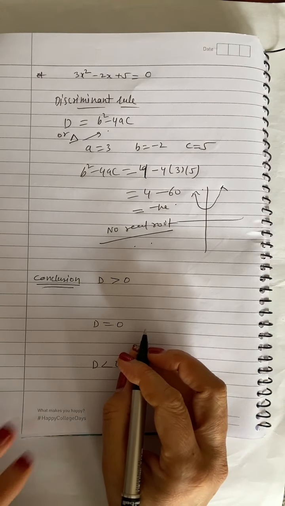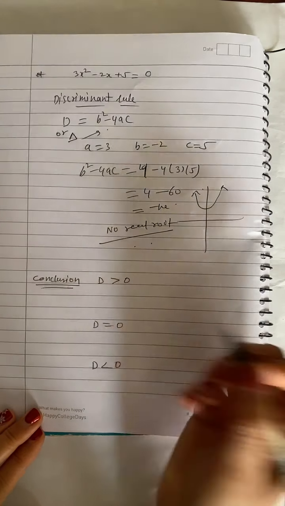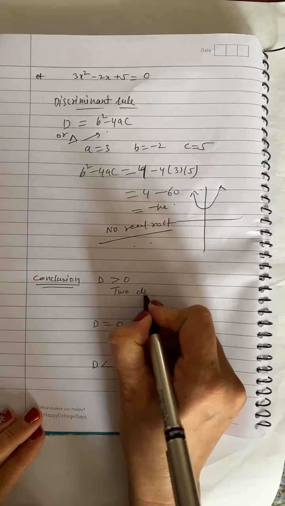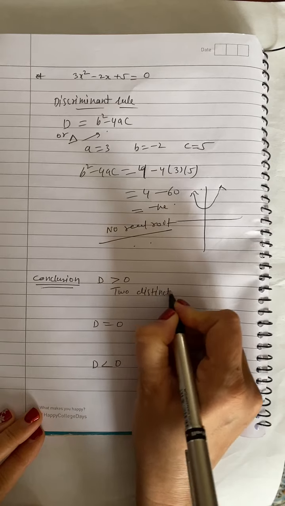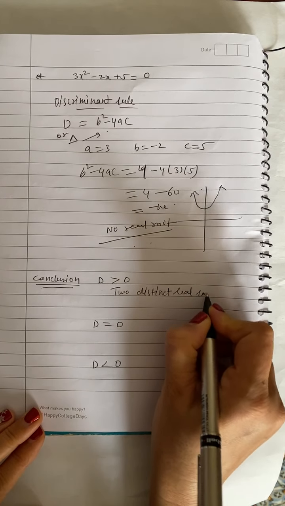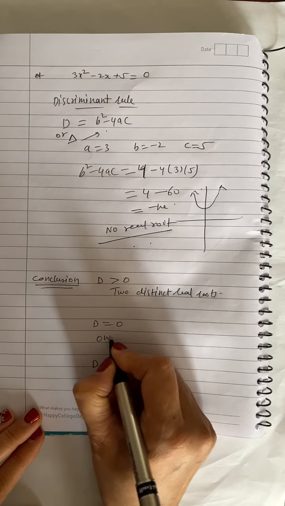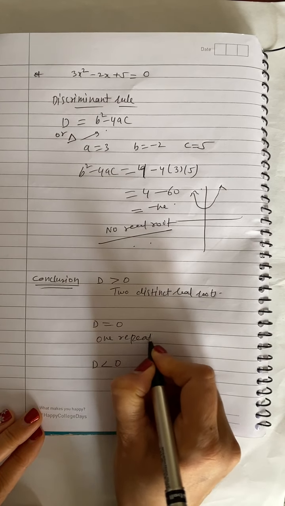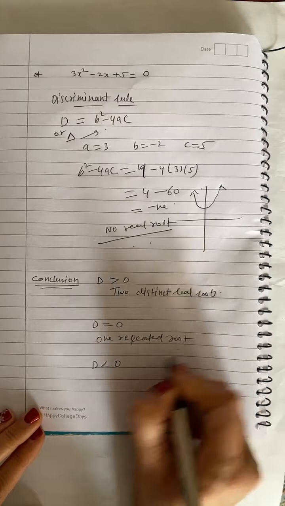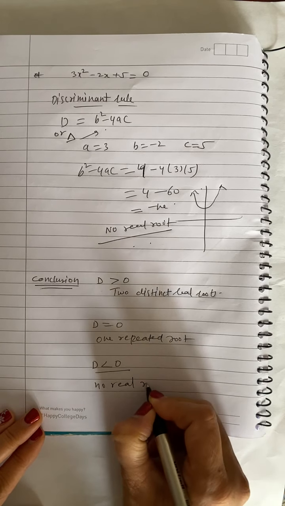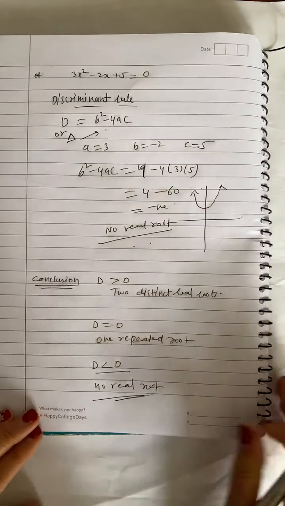So the conclusion for this one is, if you have d greater than 0, which means it has two distinct real roots. If you have d equal to 0, which means it has one repeated root. And if d is less than 0, there is no real root. There will be roots, but not real roots.